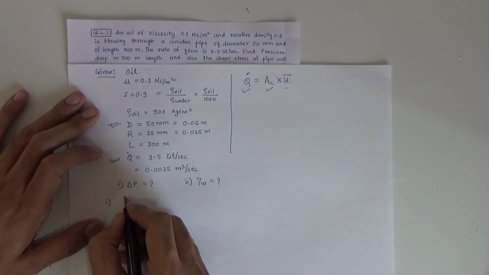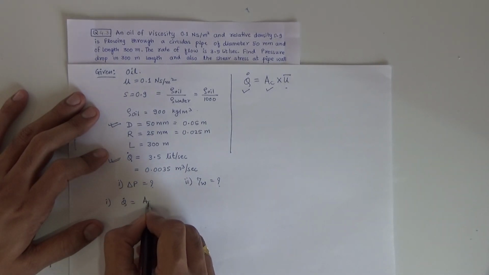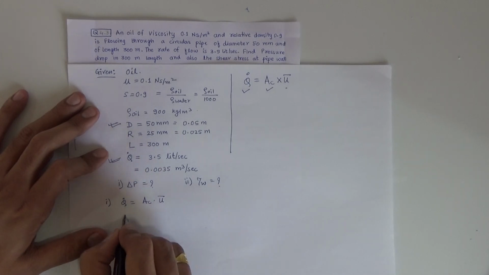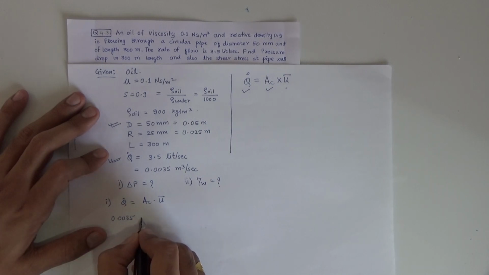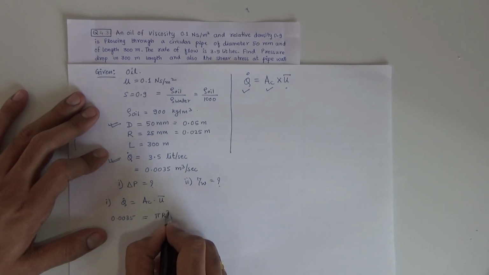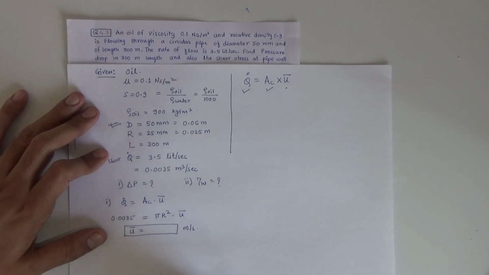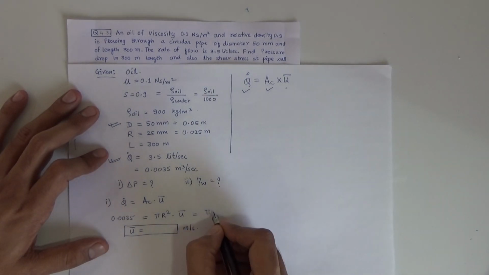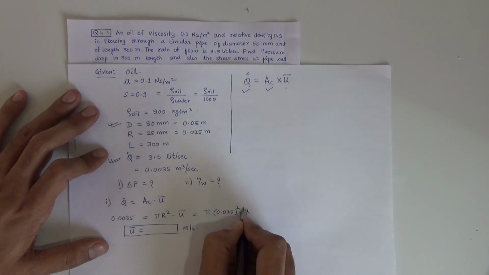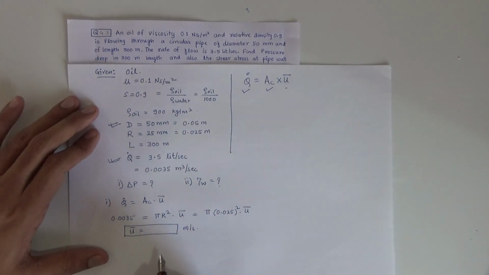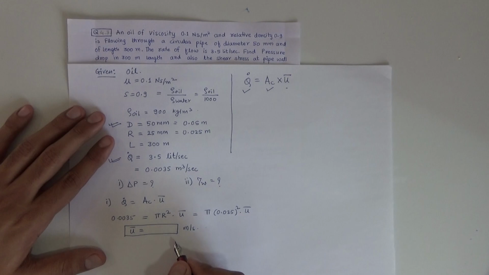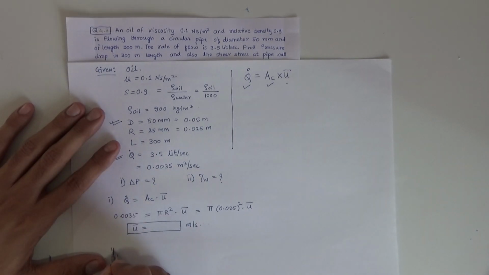So in the first part I can find out the average velocity: discharge equals cross section area into average velocity. That is, 0.035 is equal to pi r square into u bar. Compute this and you will get the value of u bar in meter per second. Put all the values in meters: pi r square is pi into 0.025 square, into u bar. If we simplify this, you will get the u bar. Once you have the u bar, you can simply compute the pressure drop straight away, nothing difficult.